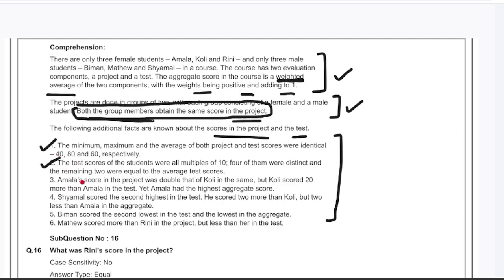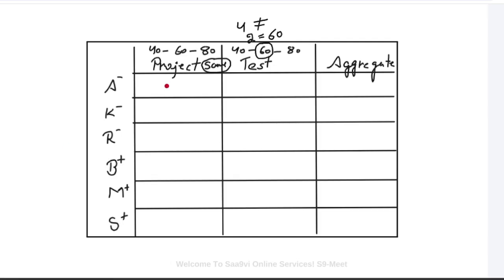It says Amala's score in the project was double that of Koli. Amala's score is double that of Koli. So if Koli got X, Amala got 2X. Now it clearly says the minimum is 40, maximum is 80. That means the minimum has to be 40. So X that we have is 40, and Amala is going to have 80.